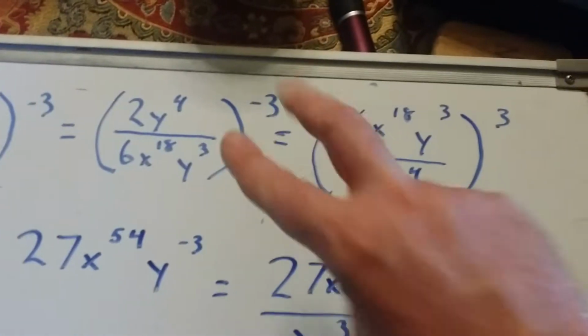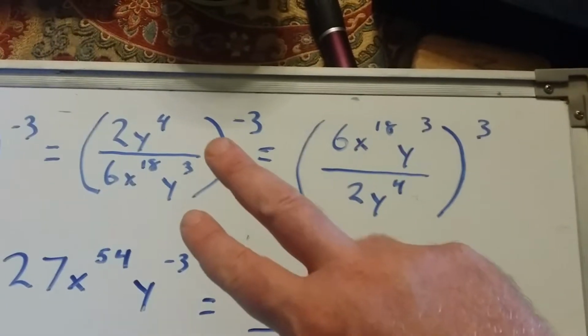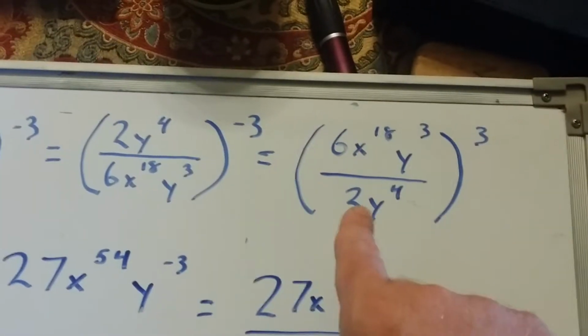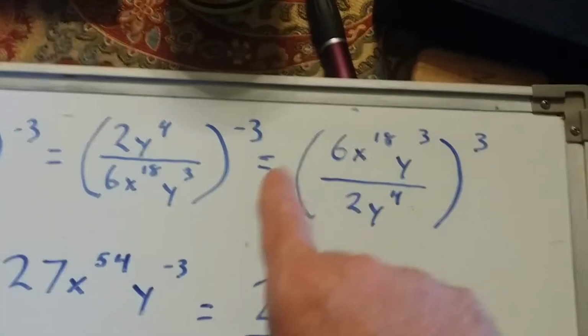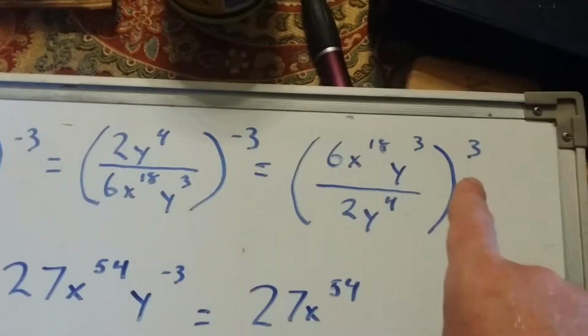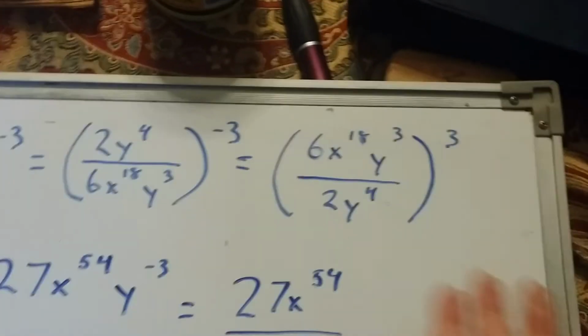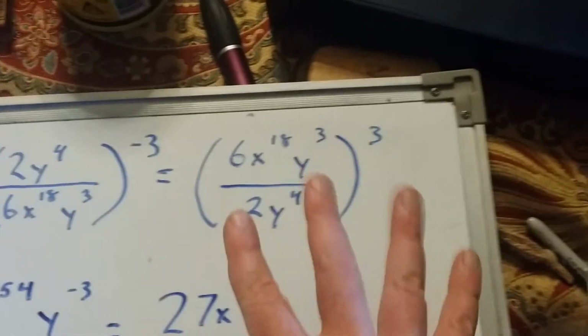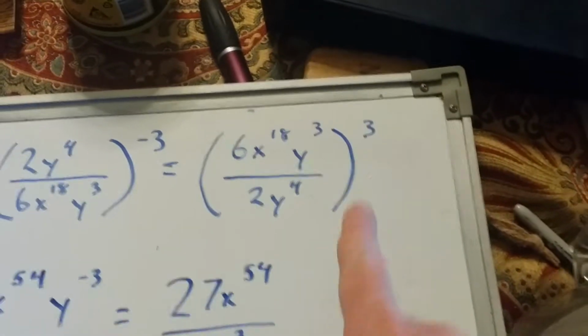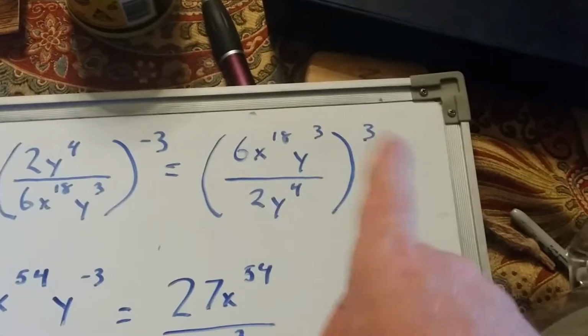Here, your negative is where we're going to switch, okay? So everything that was on the top is going to come down to the bottom. Everything that was on the bottom is going to come up to the top, and your negative is going to disappear. Okay? So now, again, this is our goal. Everything is positive now, okay? All right. So now we're going to take this 3 and we're going to give it to everything.